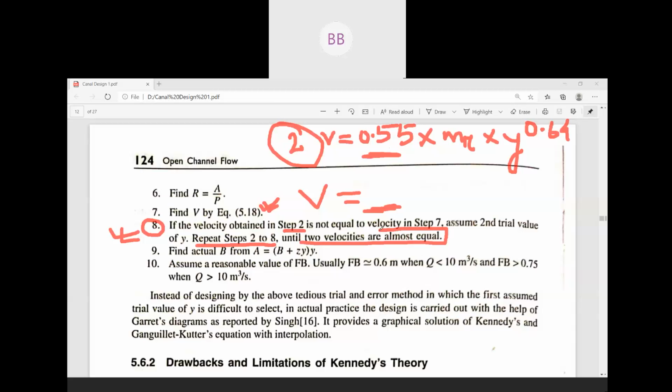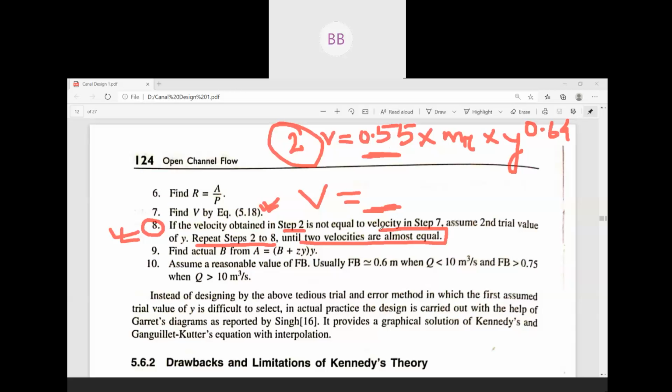Before we proceed, I want to tell you that this type of numerical problem we don't do manually. But it is in your syllabus, so you should know the steps. Definitely manually it's not possible. So during the exam you have to select one or two depths of flow, or one or two trials. If the velocities come up the same, then it's well and fine. If not, then you can leave it there, because these things are not possible to do manually.